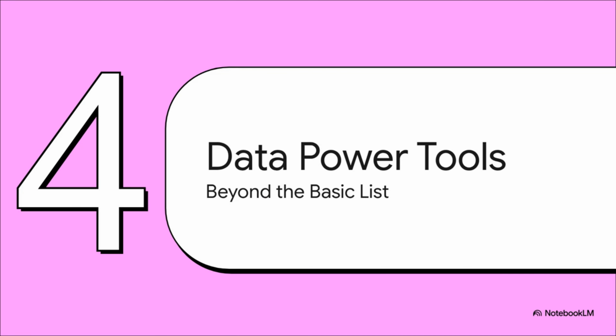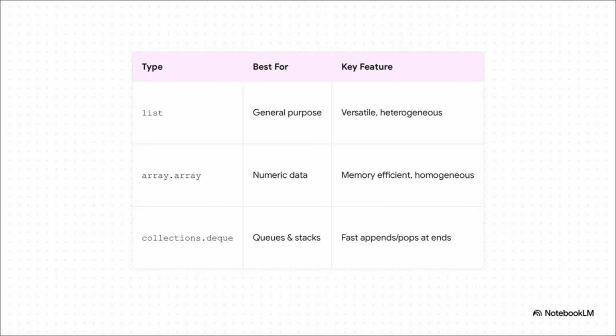We all know and love the Python list. It's our flexible, powerful, do-anything data structure. But for some jobs, it's not actually the most efficient tool. Sometimes you need a specialist for better performance or to be smarter with memory. And picking the right tool here is key. So while a list is great for general use, look at these alternatives.